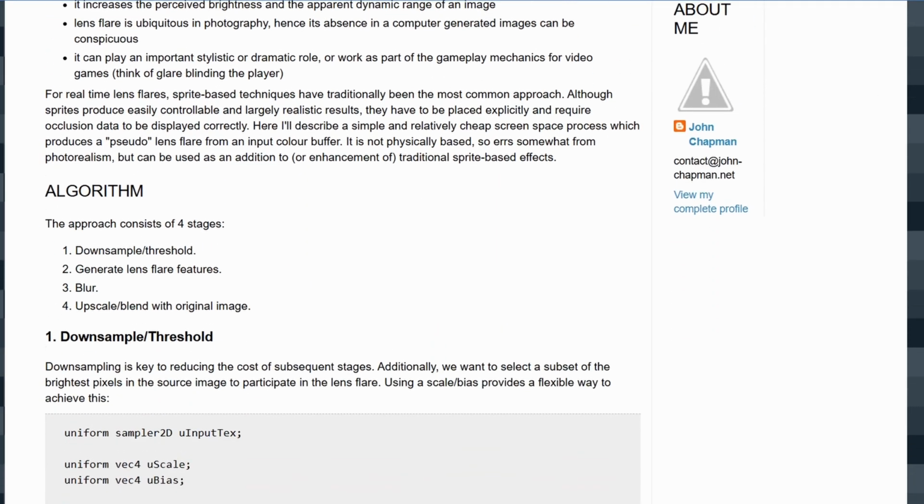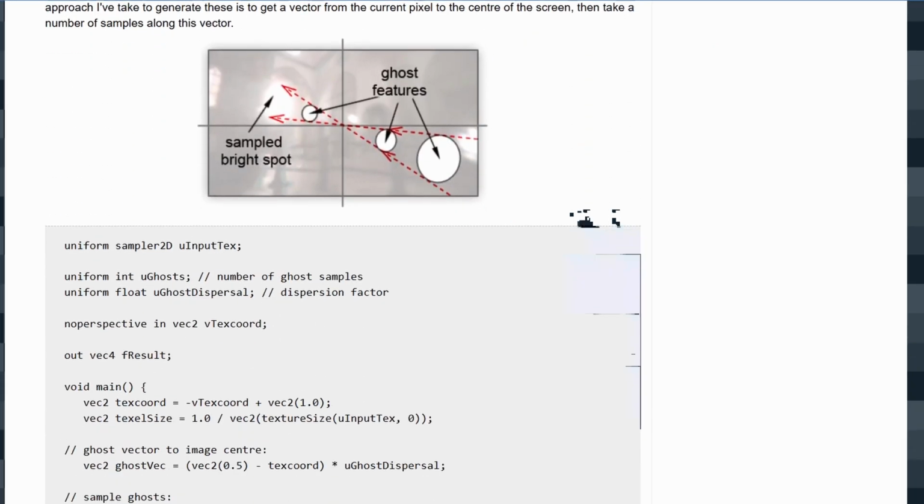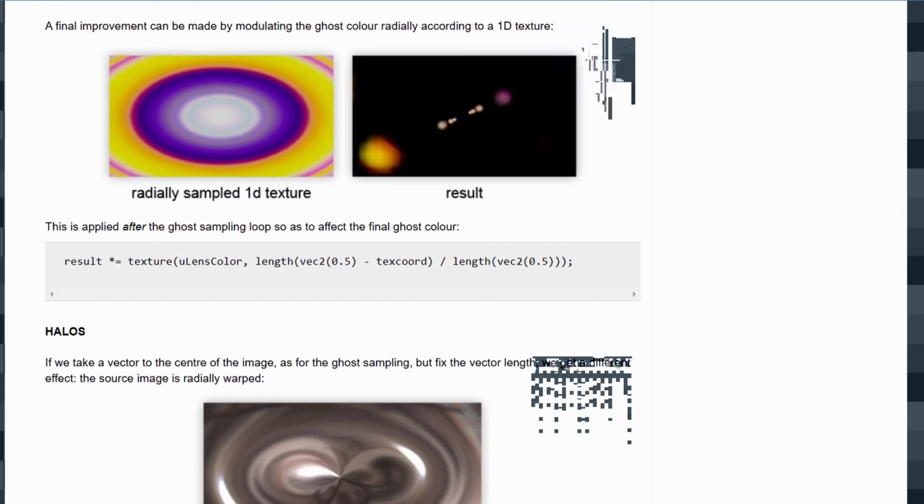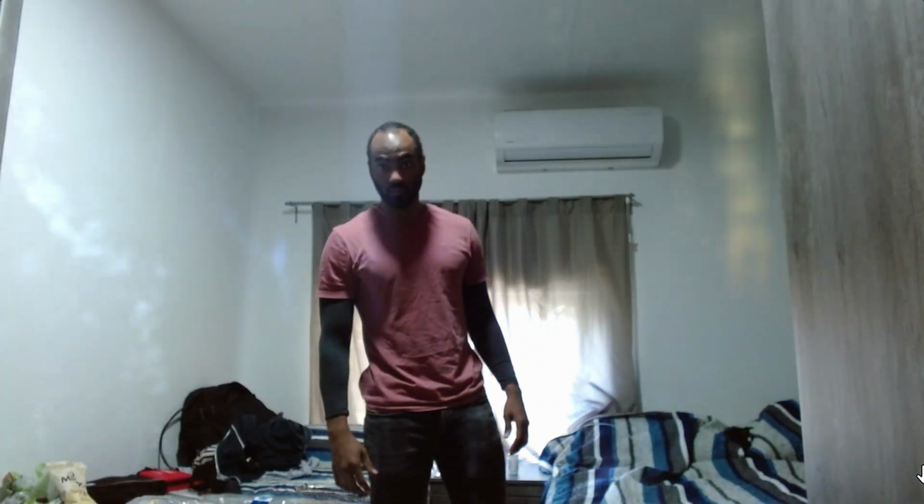I also found a screen-spaced lens flare implementation on John Chapman's blog. You might argue that the lens flare is something everything in Until Dawn has and isn't specific to the Wendigo, but it makes sense for Wendigos to have lens flare since it's common for people to also see them when they have vision issues.